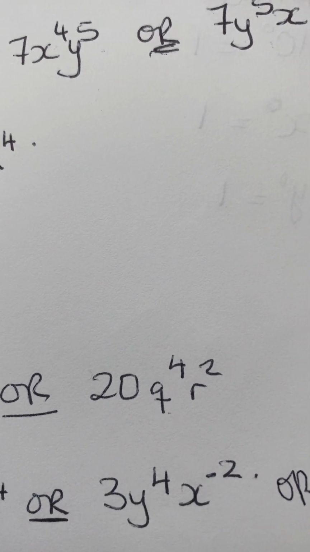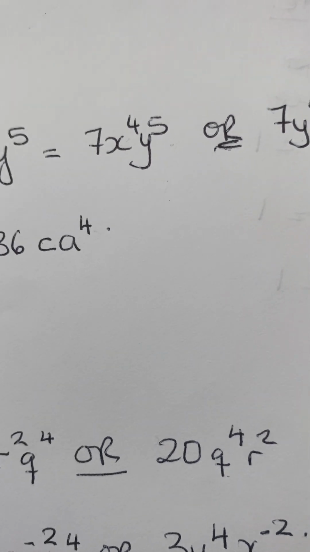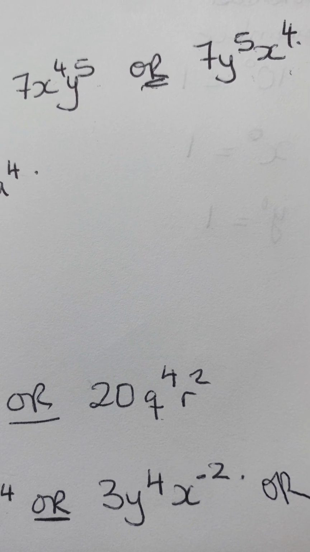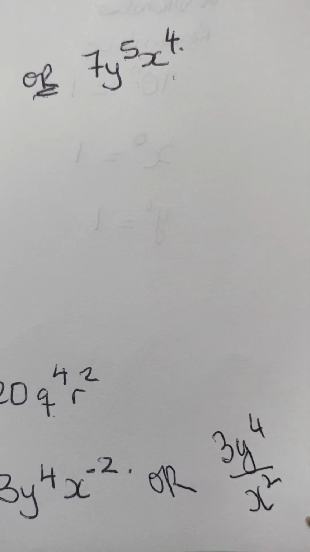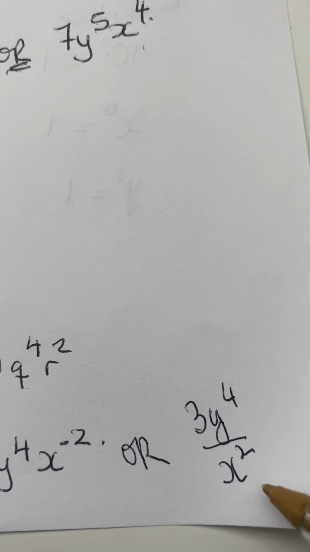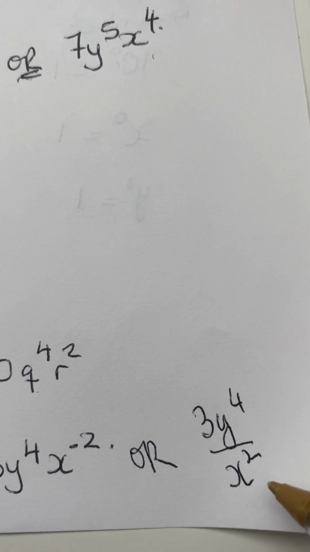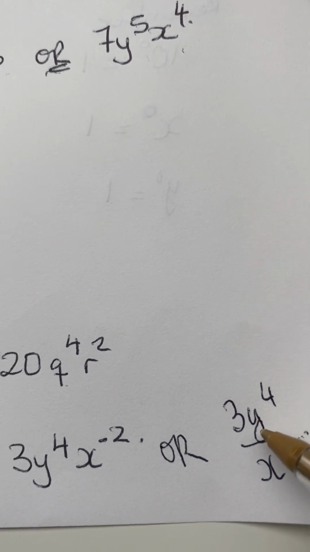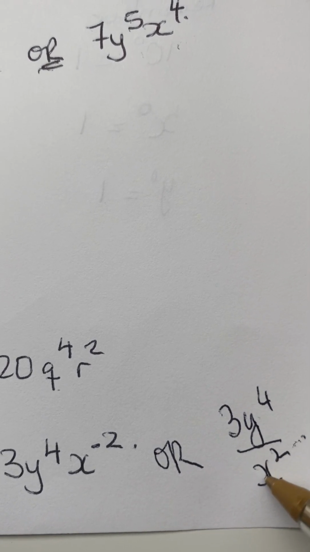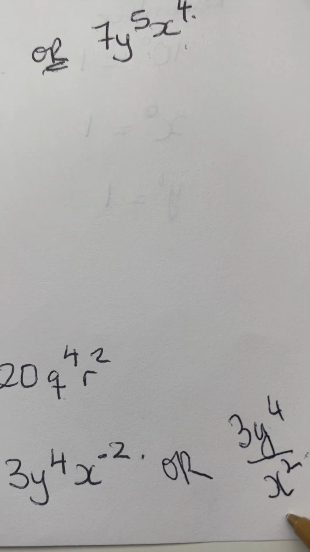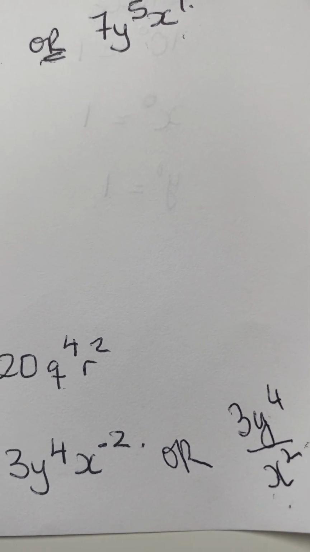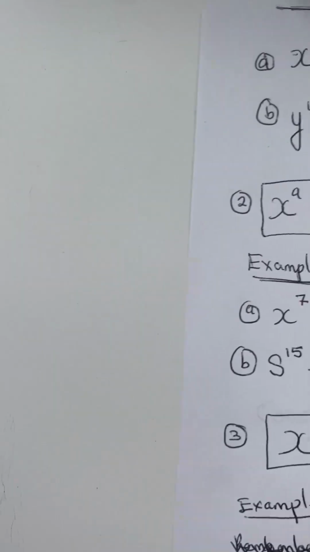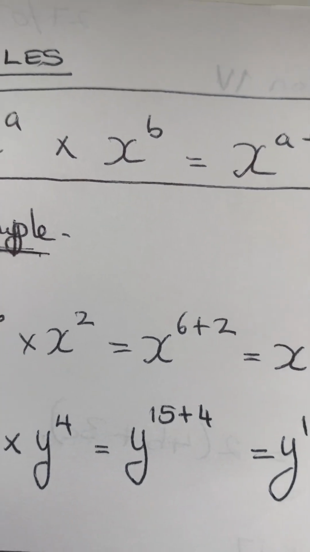If you are struggling at this moment with x minus 2, you can write your answer as 3y minus 4 times 2, this way. You can also write this. This is also right. But because y and x are unlike terms, we can't cancel them. We can only cancel y's and x's when we are dividing. So that is our recap with the division we've been doing so far.